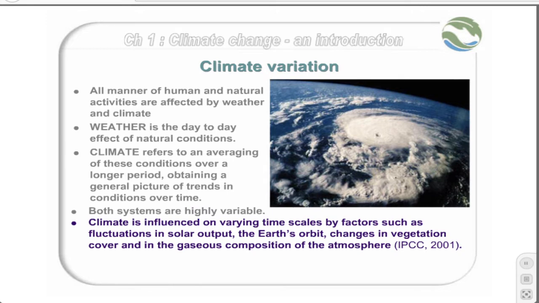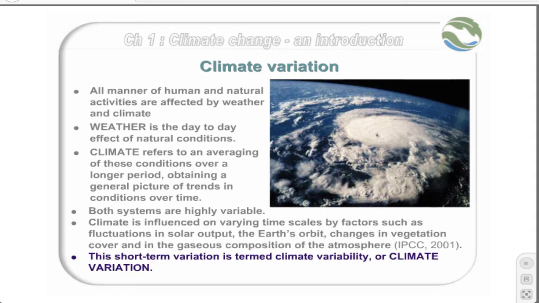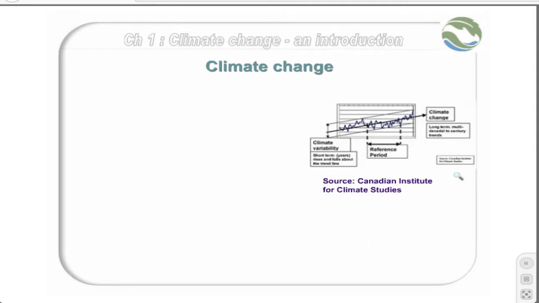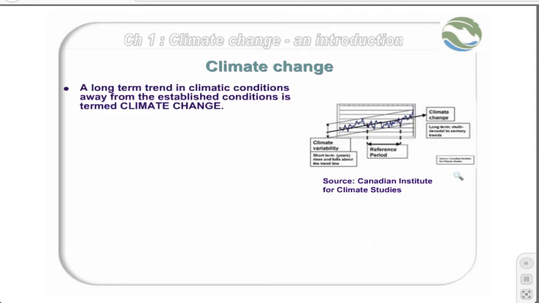Climate is known to vary year on year, or even over decades. It is influenced on varying timescales by factors such as changes in the sun's output, the Earth's orbit, changes in the gaseous composition of the Earth's atmosphere, and changes in the makeup of the Earth's surface, for instance vegetation cover. These relatively short-term changes are termed climate variability, or climate variation. When the average and extreme events betray a long-term transformation in overall climatic conditions, it is termed climate change.